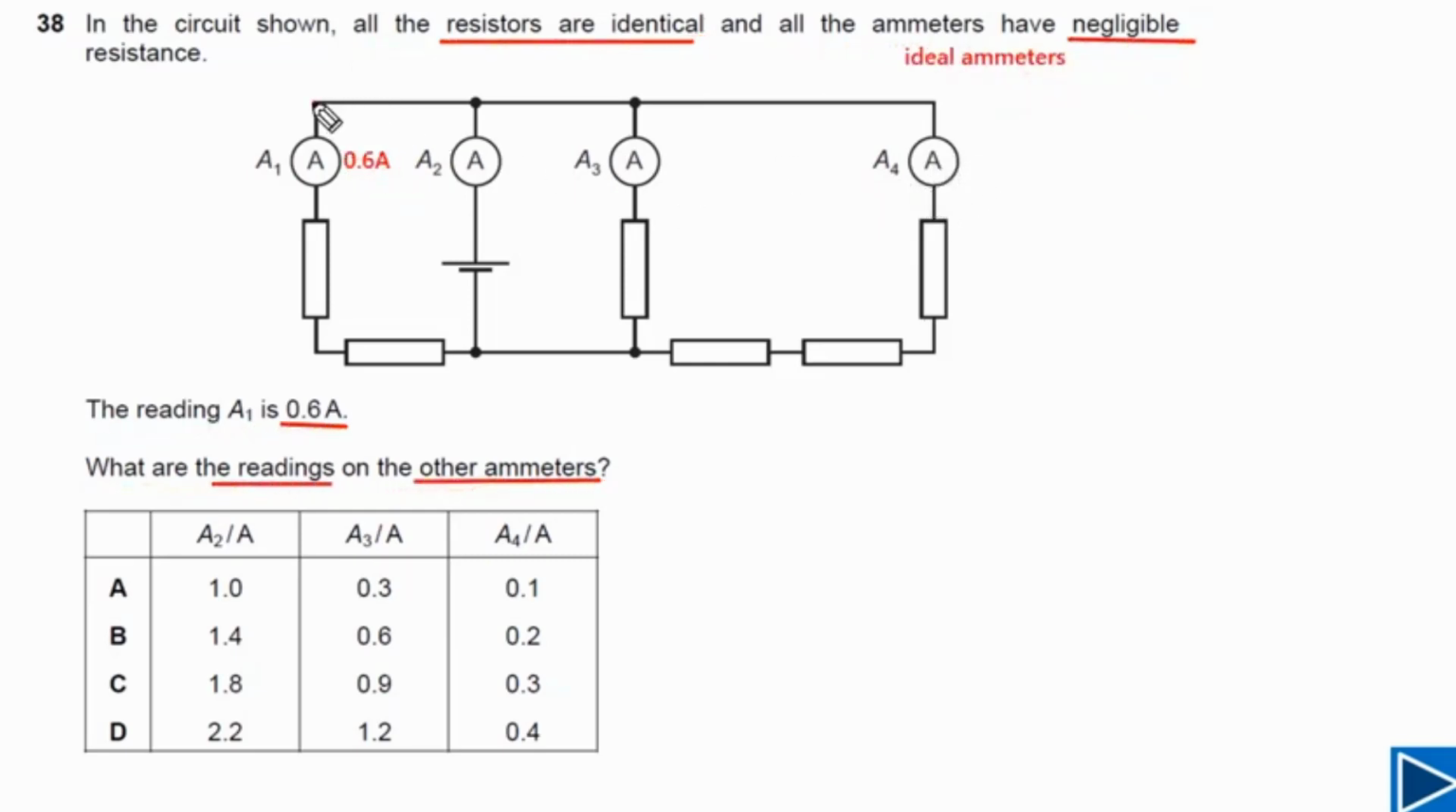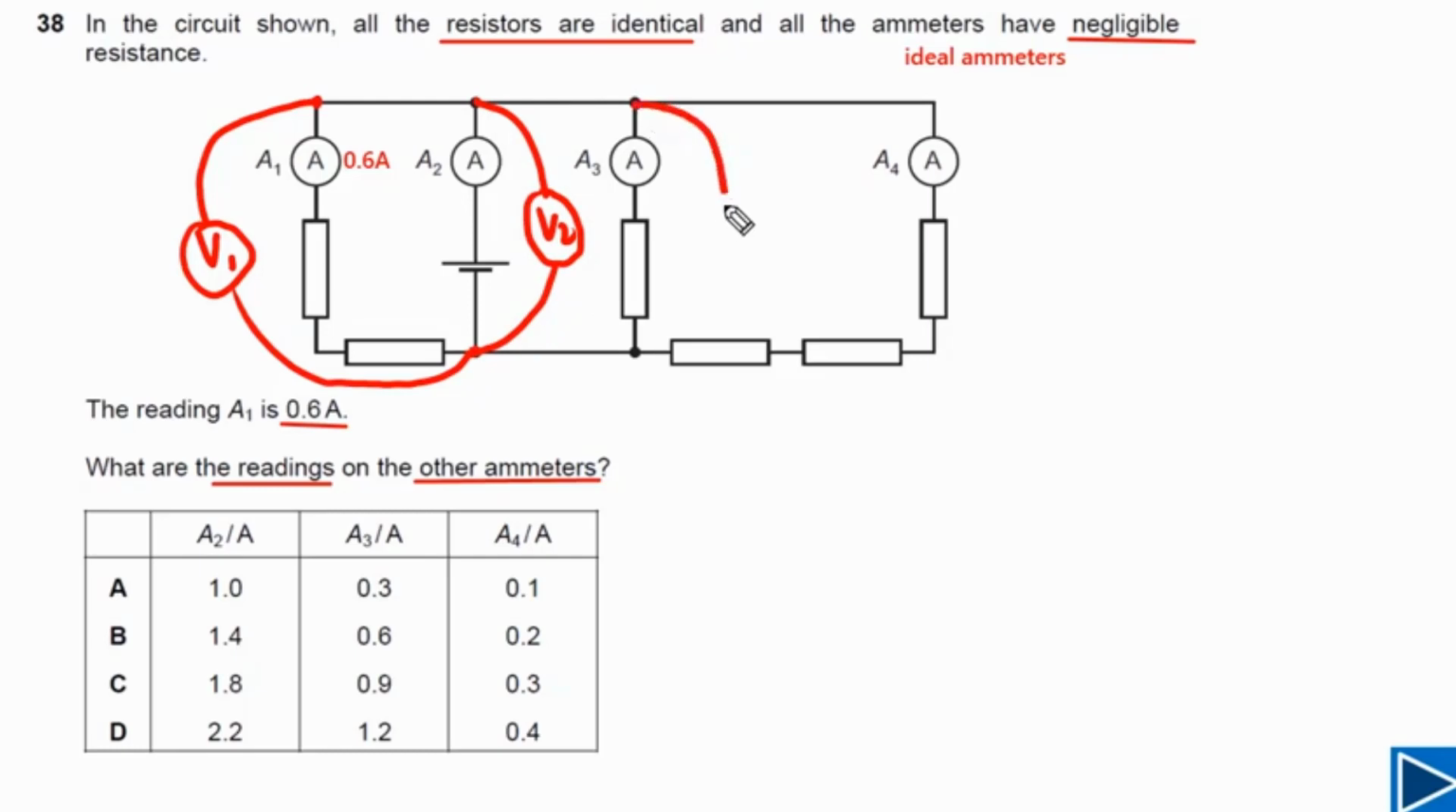First of all, let's try to connect voltmeters across different branches. Let's say we have voltmeter V1 and we connect it across this branch. Let's say we have another voltmeter, and the second voltmeter we connect across this branch here. And the third one, let's say we connect across the third branch. And the fourth one we connect across the fourth branch. Let's say this is voltmeter V4.